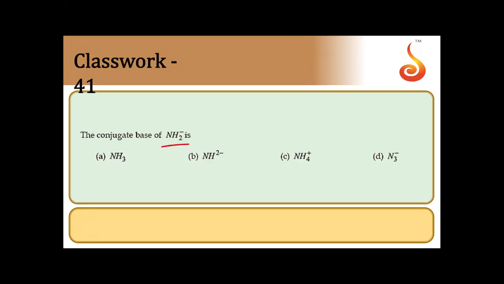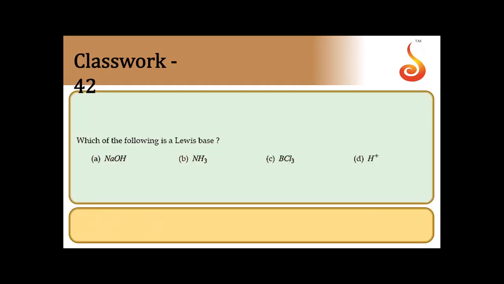Then the conjugate base of NH2-. To get a conjugate base, we need to remove H+ from it. So NH2-, removal of one H+, we get NH2-, so that will be option B. So conjugate base, remove one proton. So the answer is option B.